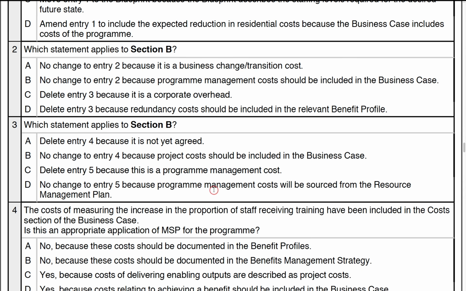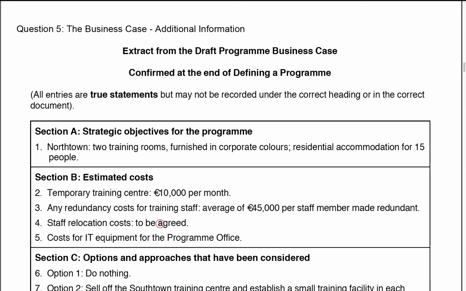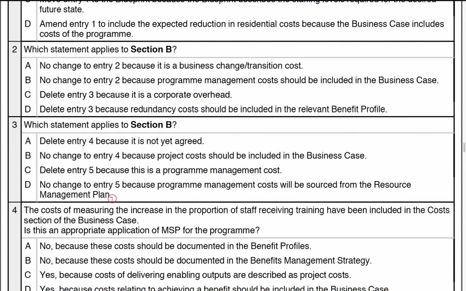So now we're going to look at entry section B. Right, so entry section B. So 4 we looked at costs to be agreed. That should be finalised at some point. And cost for IT equipment for the program office. That ought to be in there as well. So let's have a look into what it says here.